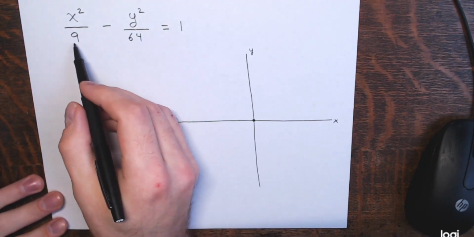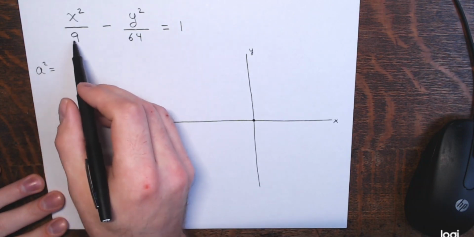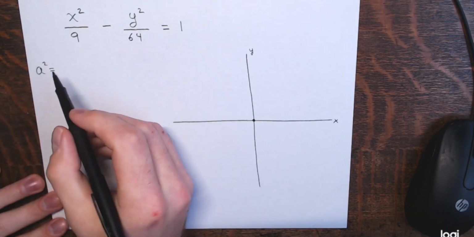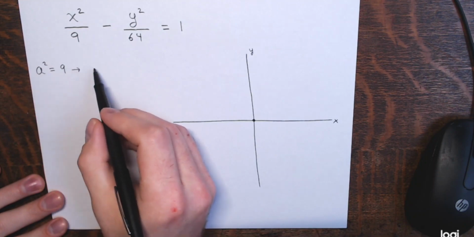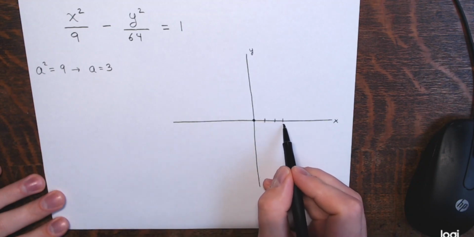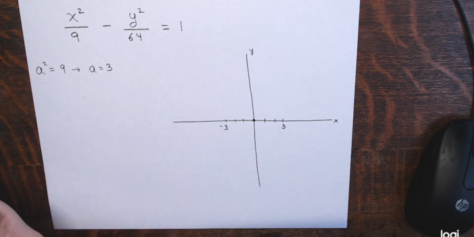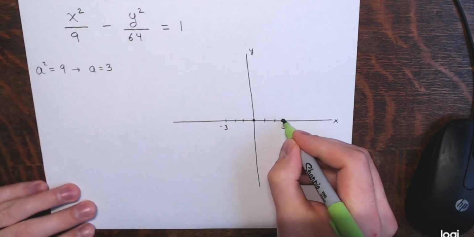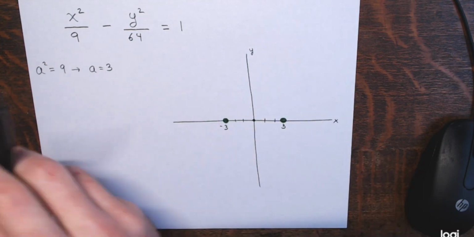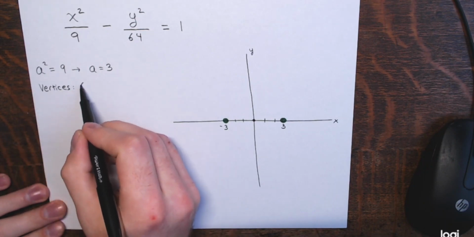Alright, so the denominator here is 9 under the first term. That's going to be a squared. Right, a squared is always that denominator under the positive term. It's not the bigger one like with an ellipse. And if a squared is 9, that means a is 3. And I'm going 3 units to the right of center to have a vertex, and then 3 units to the left of center to have a vertex. So one of the vertices is at 3, 0, and the other vertex is at negative 3, 0. So plus or minus 3 comma 0.